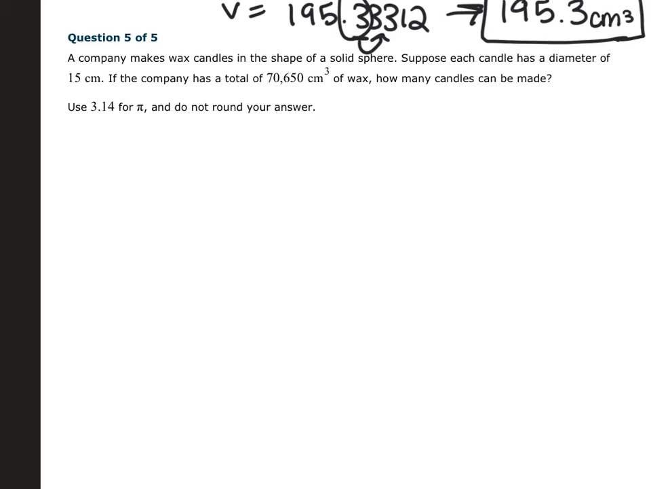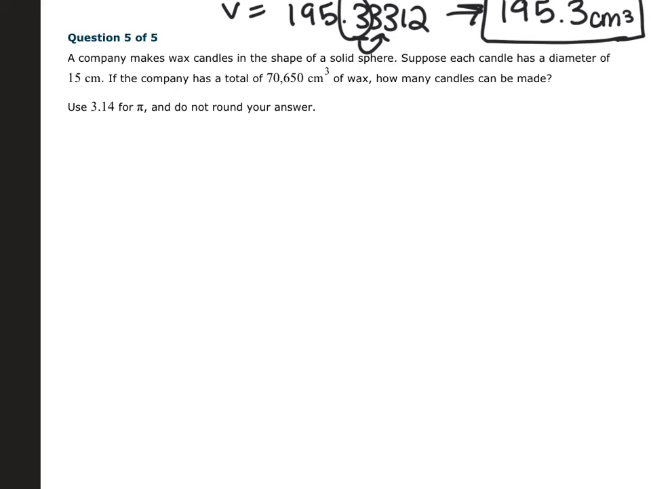Well, first thing we have to do is figure out how much is one candle. Well, are we looking for the surface area? Is it the outside? Nope, it says it's the solid shape. So that's going to be our volume, the insides too. Surface area is just the outside. It's like the wrapping paper. But this is saying the solid sphere, the shape of a solid sphere. And think a candle, you want the inside to have wax as well. So in this case, we're going to be using volume.